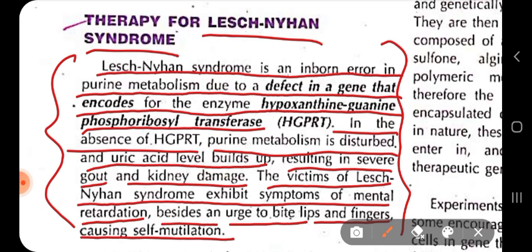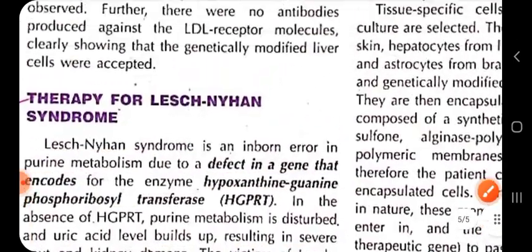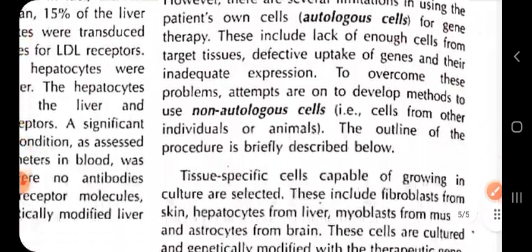Now to rectify this disorder, we have to use a normal HGPRT gene which will code for this hypoxanthine guanine phosphoribosyl transferase. That can be introduced via a vector into the target cells of the patients, cultured within the laboratory, and then reintroduced into the patients, just like we have done in SCID. Okay. Then other things are also there.